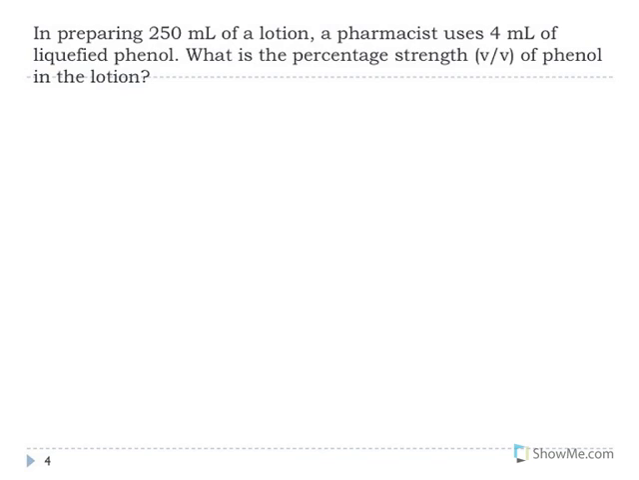In this case, we're asked to prepare 250 milliliters of a lotion using 4 milliliters of phenol. And so what we want to know is what is the percent strength of phenol in the lotion? Well, what we know for sure is that there's going to end up being 4 milliliters of phenol and 250 milliliters of the lotion. So this is simply a ratio where we have to convert it to find the percentage strength. It's volume by volume.